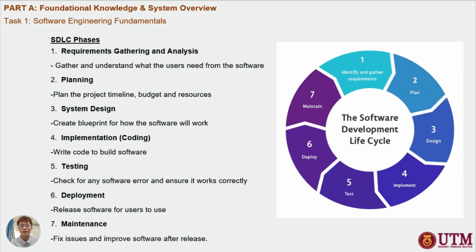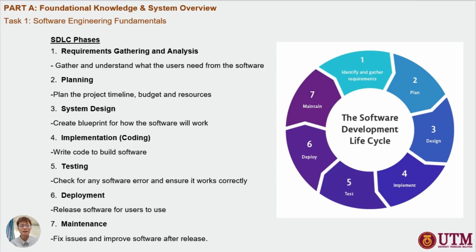Let's move on to Part A, Task 1, Software Engineering Fundamentals. The software development life cycle, or known as SDLC, consists of 7 phases that guide the development of a software project. The first is requirement gathering and analysis, where the development team identifies and understands the user's need. Next is planning, where the project scope, timeline, budget, and resources are determined. Then comes system design, where the software architecture, user interface, and database are planned.